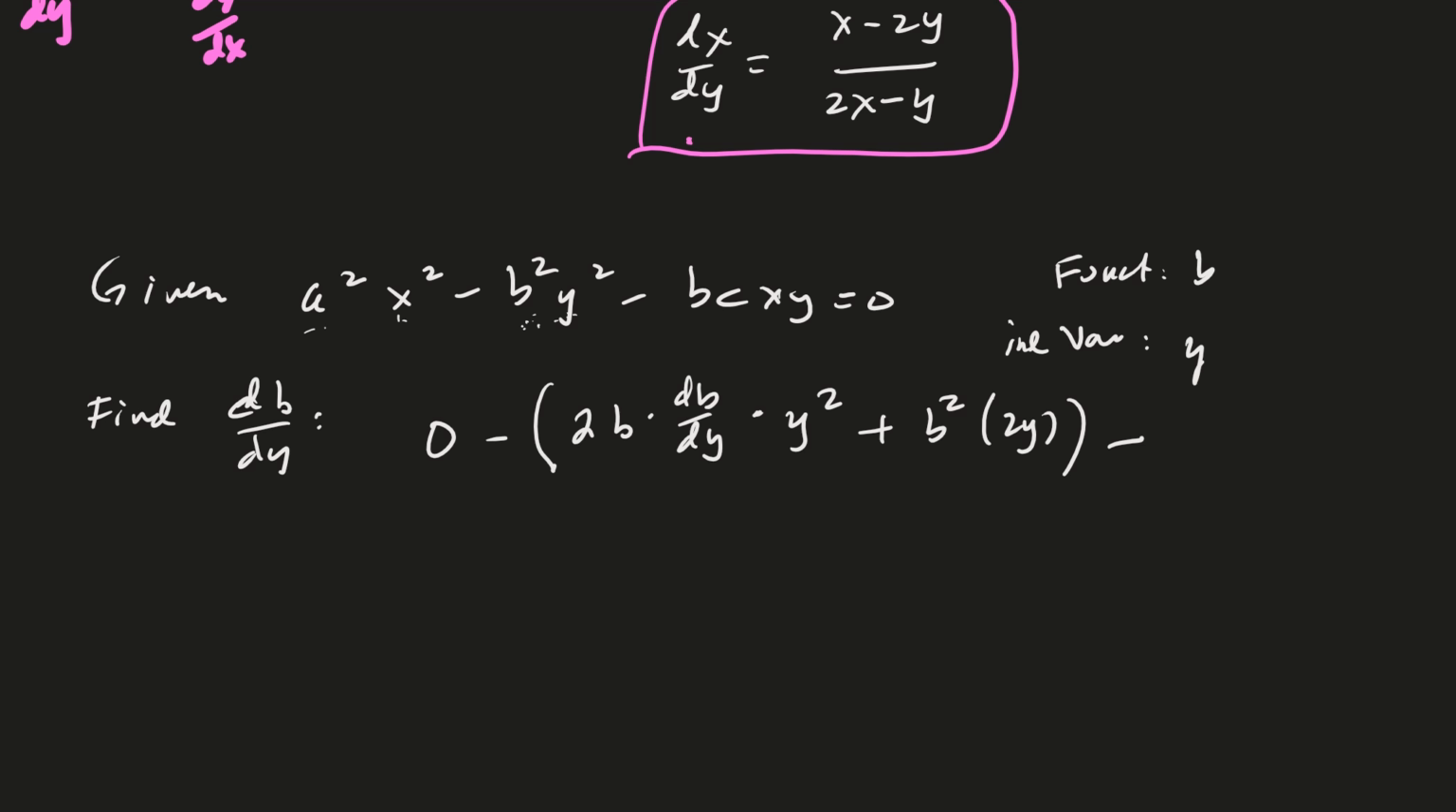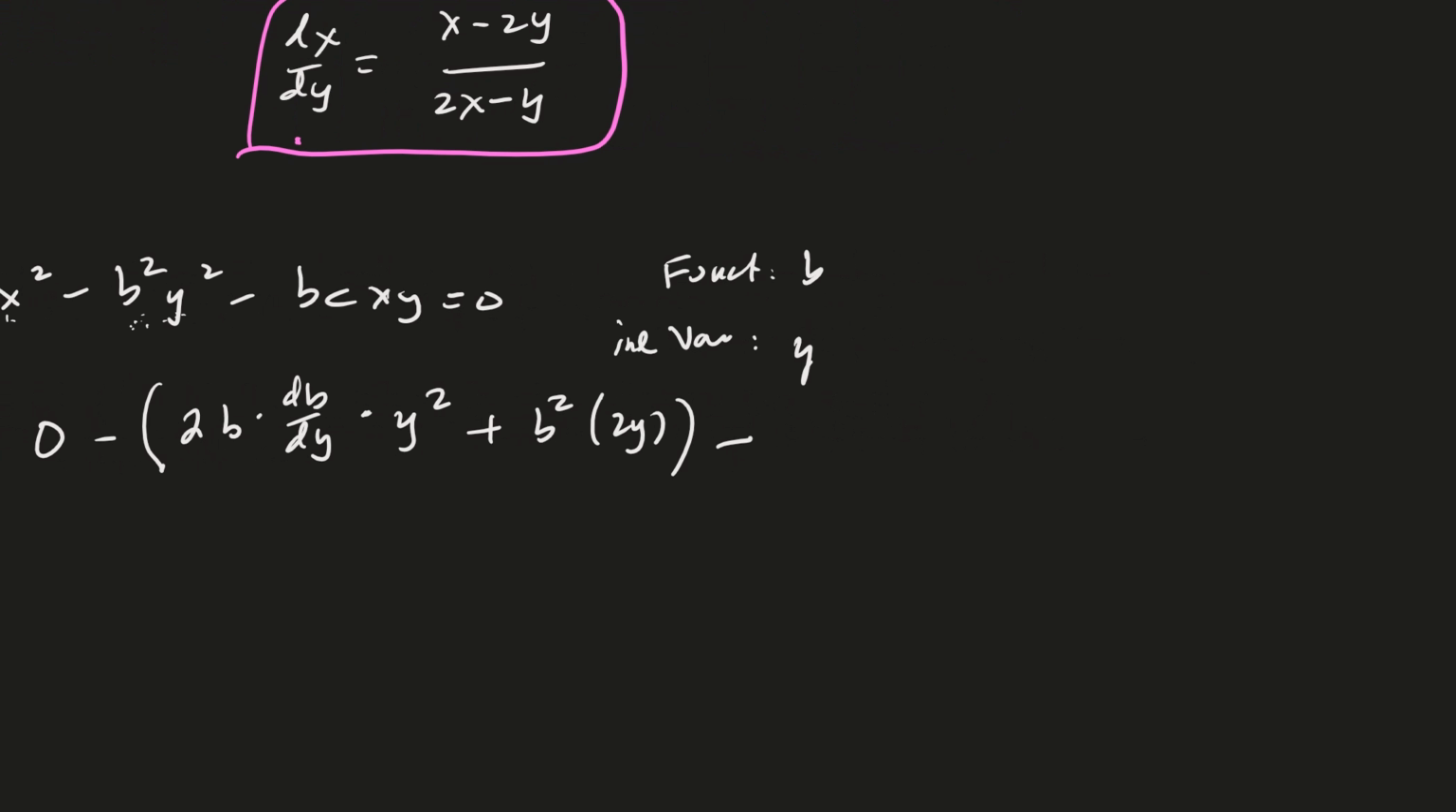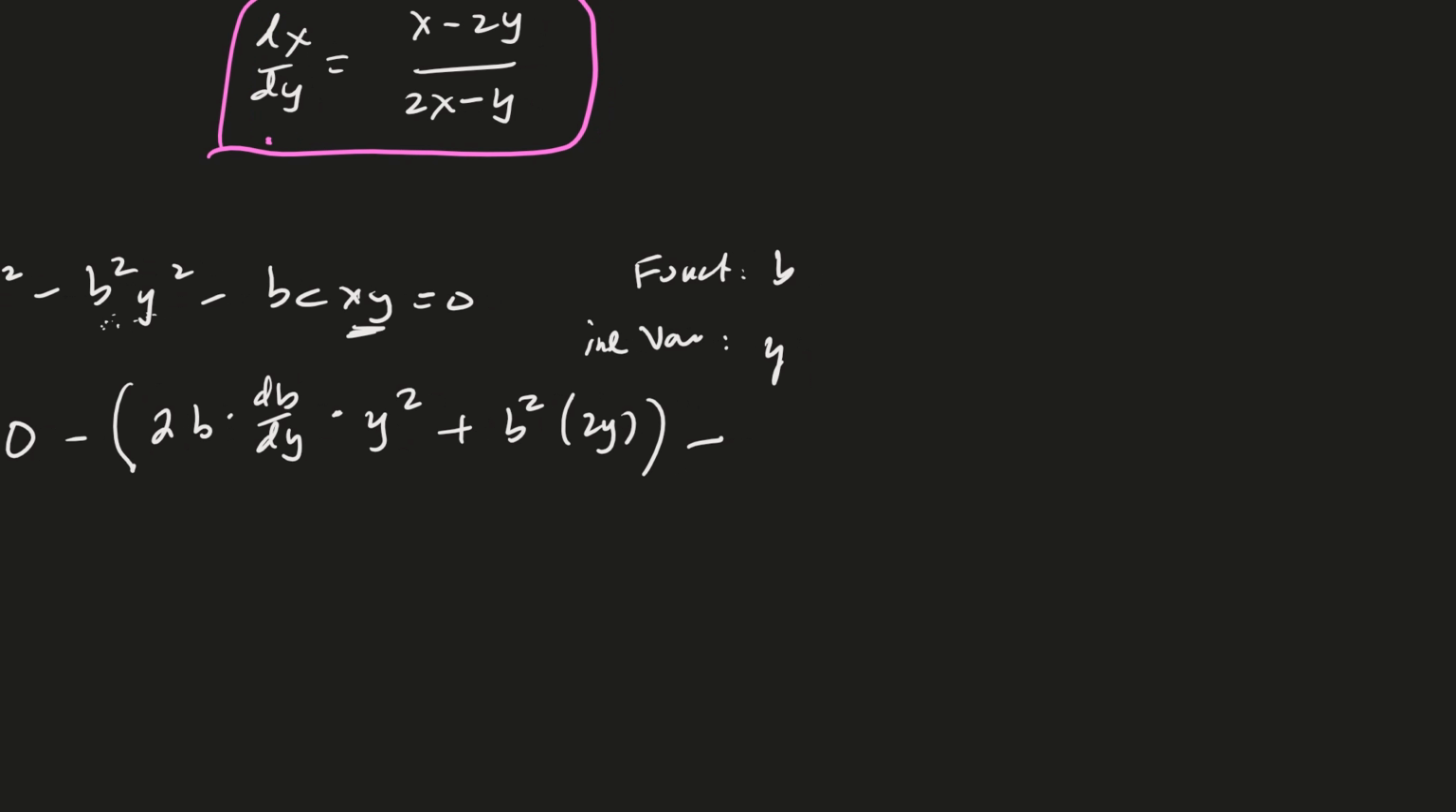Minus bc, I'm going to run out of space here. Now I'm going to differentiate xy as a product rule, but x is just a constant, right? Oh, b is my function. I can't put it out there. I can put c times x out here, right? And then I would be left with b times y that I'm differentiating. And so that would be db over dy times y plus b times the derivative of y, which is 1.